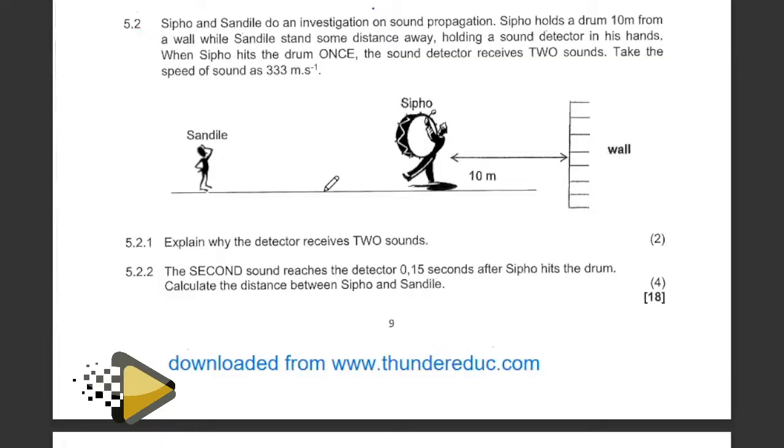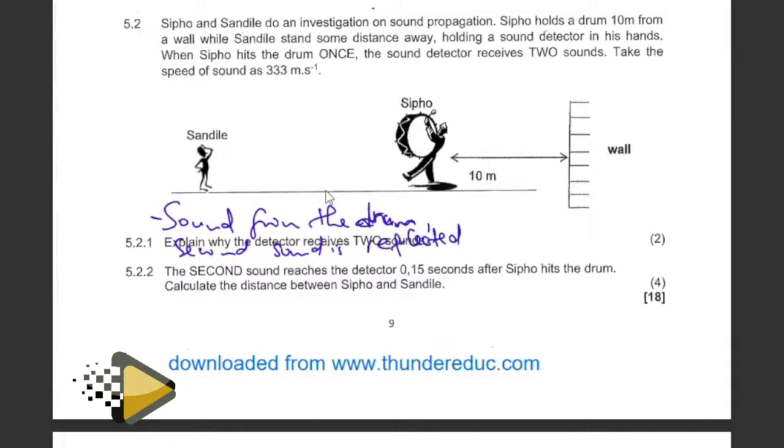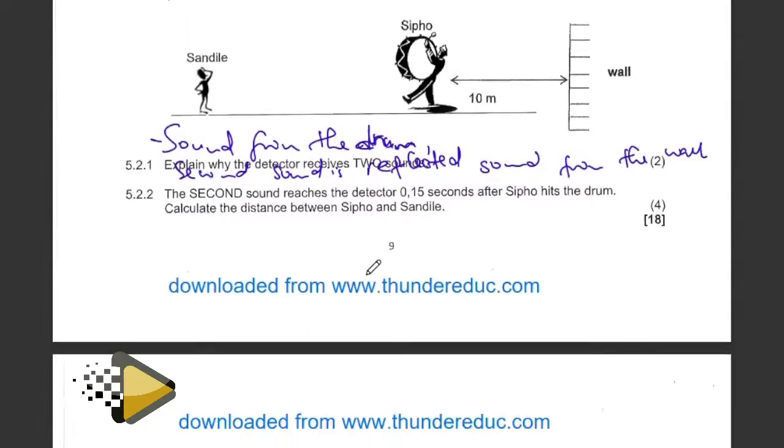So one, we know that the first sound should be the sound that is directly from the drum. Okay, so we have sound from the drum after Sipho struck the drum. And then the second sound will be the reflected sound from the wall, because we know that when sound travels, it takes some bit of time before it could be detected, as long as the detector is some distance away from the wall.